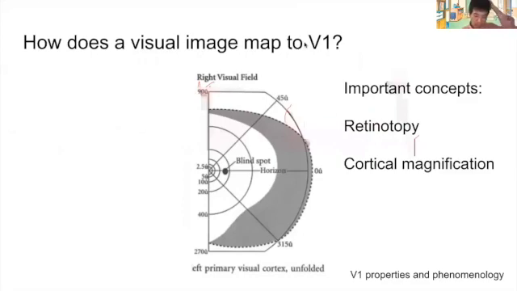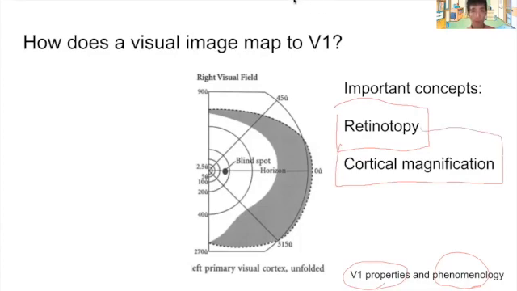Okay, so those are the important features of V1: layer structure, the more complex receptive field types, and columnar structure. Another important property of the transformation from LGN to V1 concerns how the visual image maps onto V1. This becomes very important when we consider the phenomenology and the properties of V1. In a nutshell, I will introduce the concept of retinotopy and cortical magnification. Okay, how does it work?